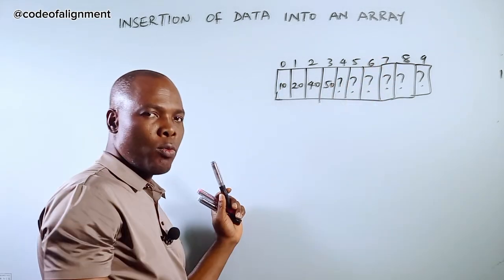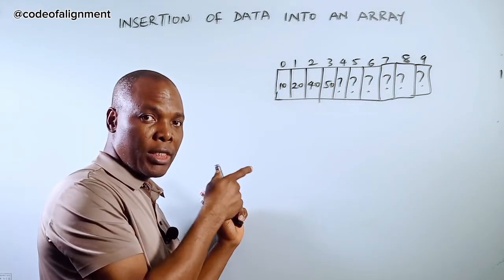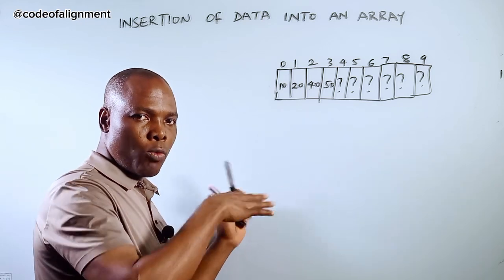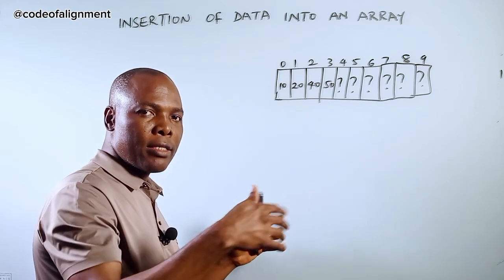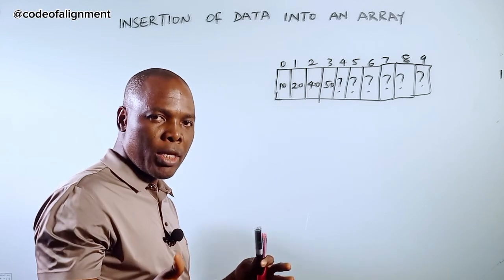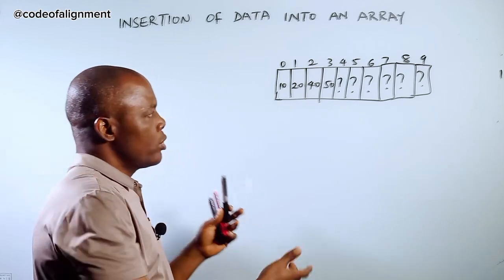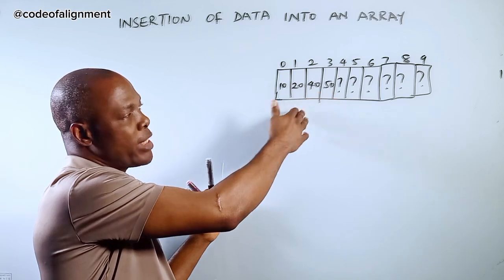So the remaining space will be what? Wasted, empty. So this is the disadvantage of an array. It's fixed. Once you declare the array size, even if you're not using up to that, nobody can use the remaining memory space.